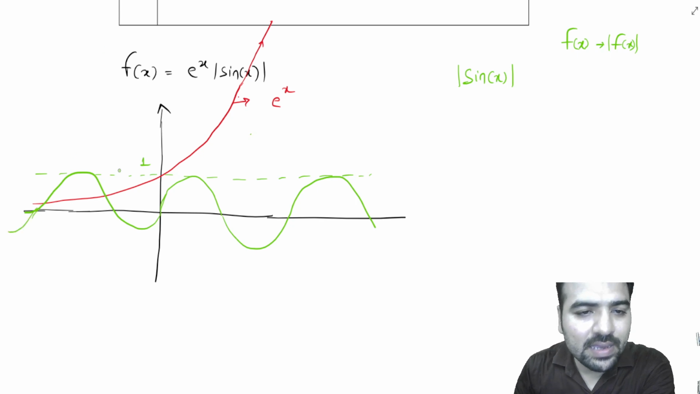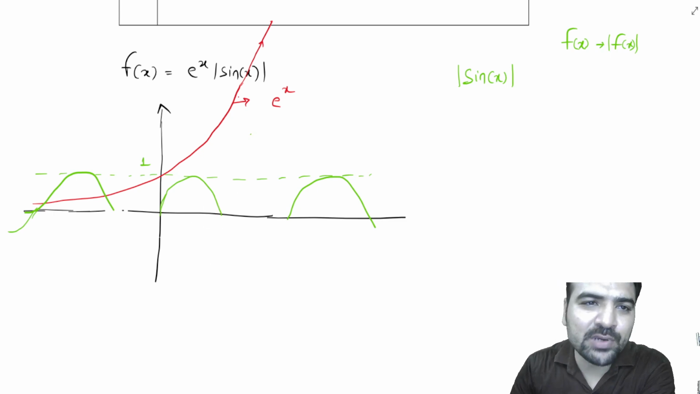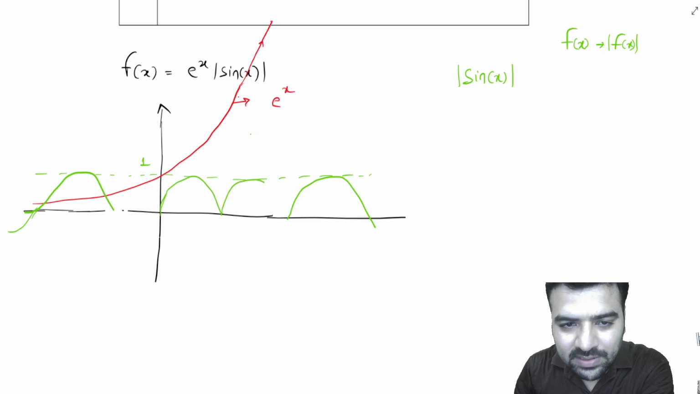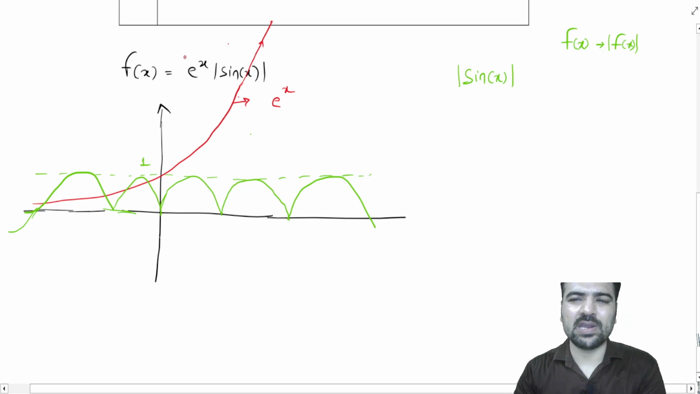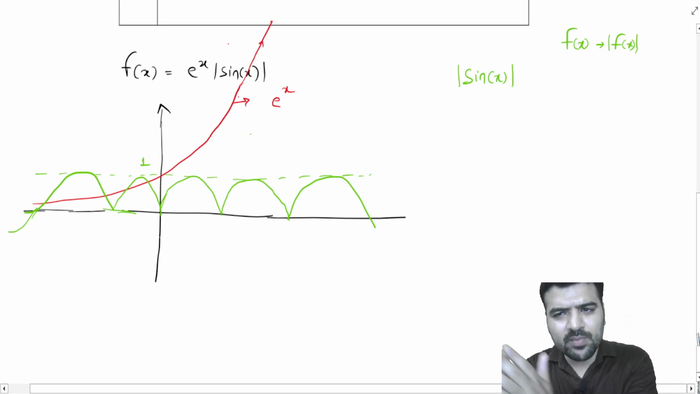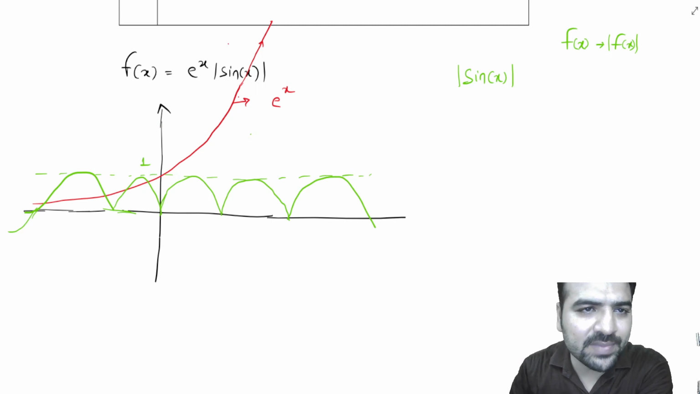If you want to plot mod sine x, you have to remove the portion below the x-axis, because mod can never take a negative value. Whatever values are negative, delete them and reflect them about the x-axis. This is the graph of mod sine x. This question has been asked many times. If you know f(x), you can plot mod f(x) for all functions. So this graph will look something like this, and nothing will be below the x-axis.